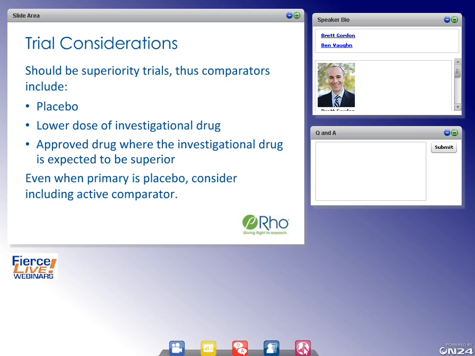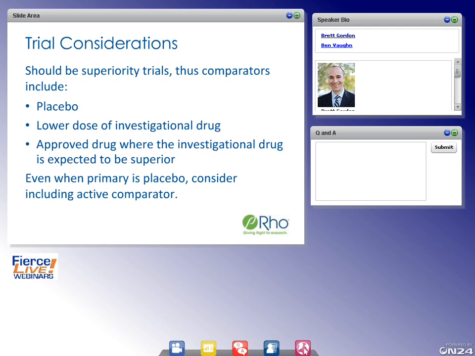The other thing that FDA is encouraging now is to go ahead and use an active comparator where possible, because the active comparator can provide additional information on assay sensitivity in a given trial, which can be helpful in distinguishing if your trial doesn't show significance based on either lack of efficacy or if it was a failed trial because of problems with the design.